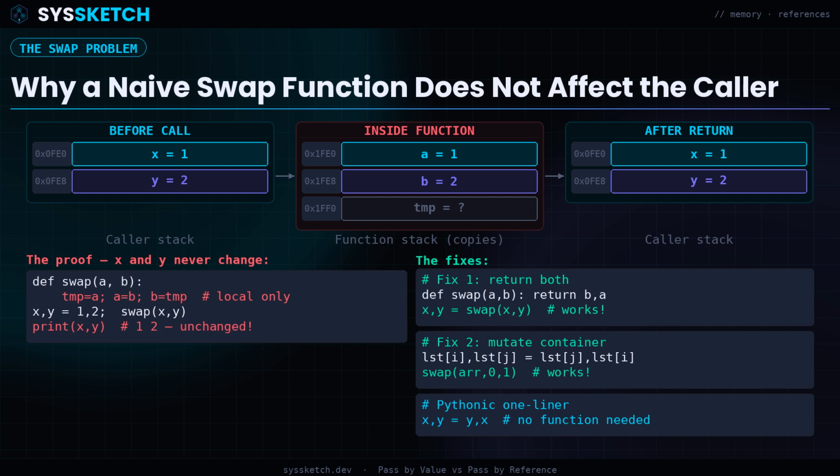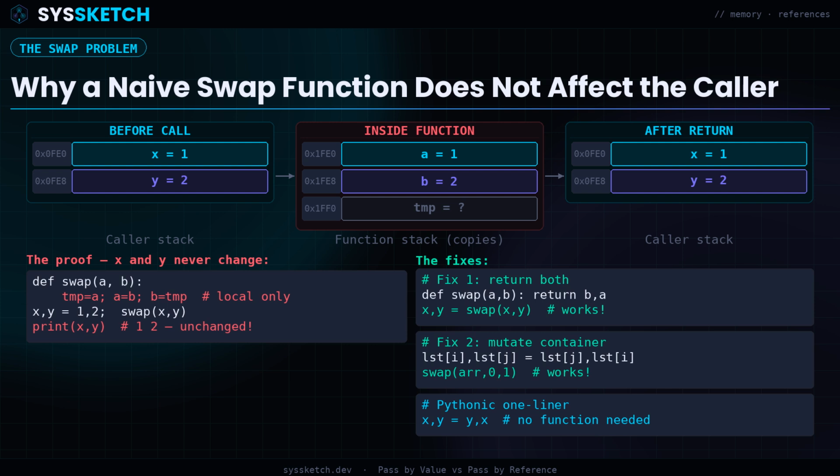In Python there are two clean solutions. First, return both values and unpack them. x, y = swap(x, y). The function returns a tuple and the caller replaces its own variables. Second, pass a mutable container and swap by index. The function mutates the list directly, which the caller sees.